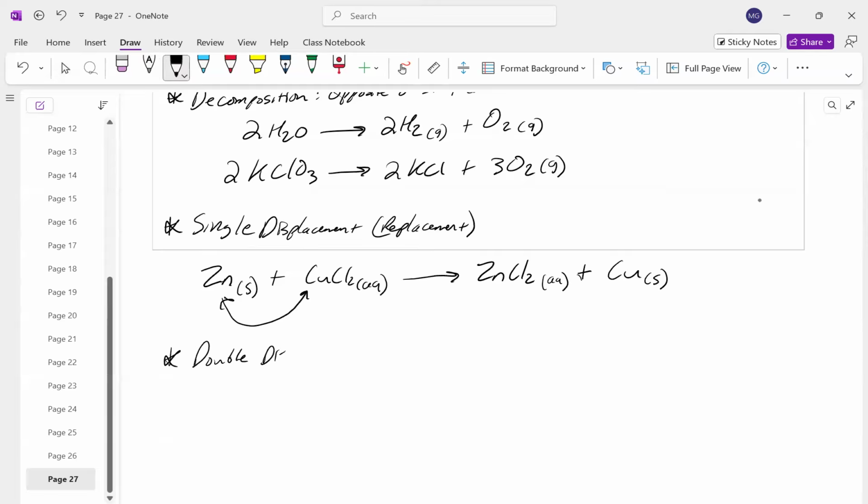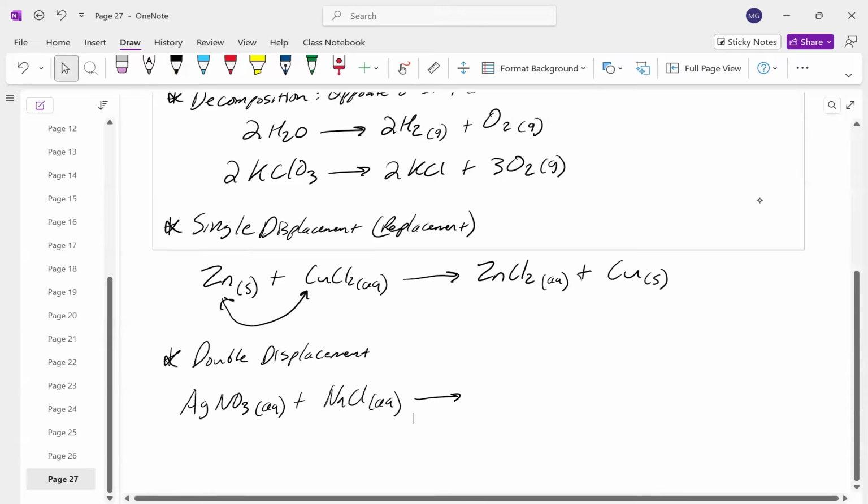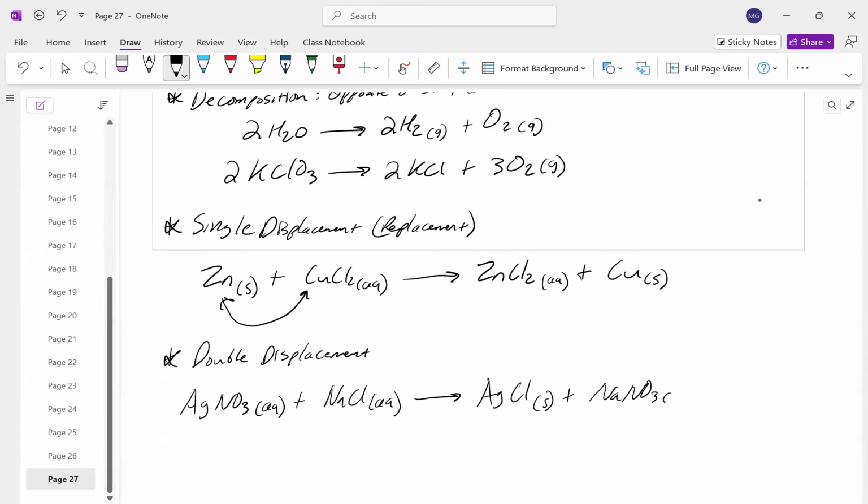Similar to this is a double displacement or double replacement. And let's look at this reaction. So we'll take silver nitrate and sodium chloride, put them together to make silver chloride and sodium nitrate.